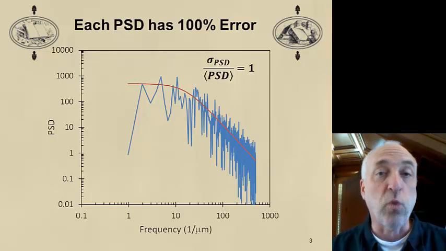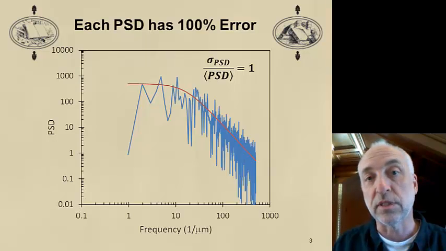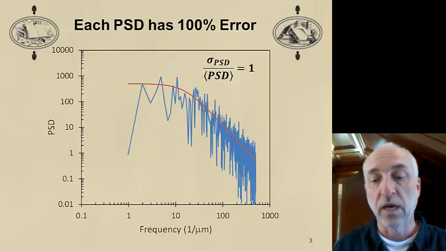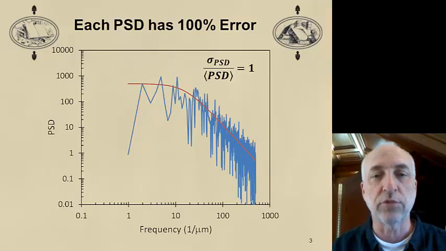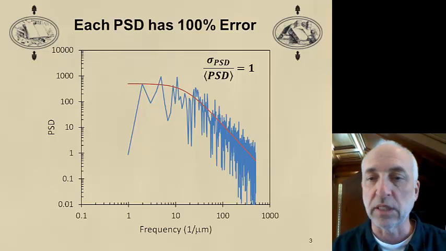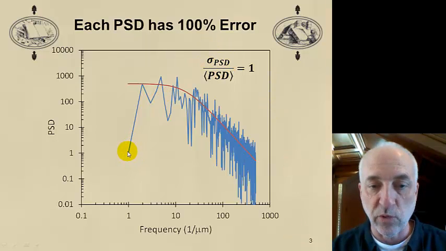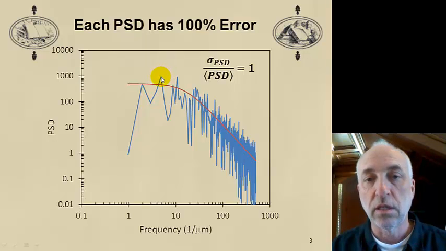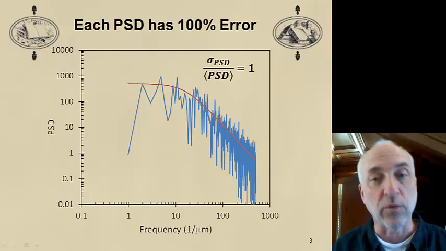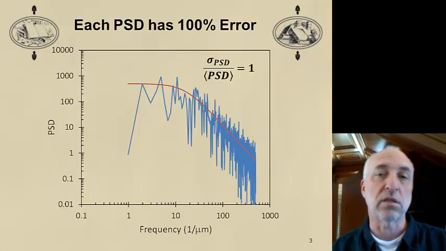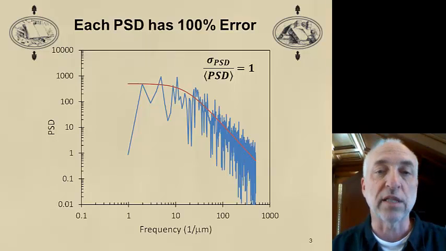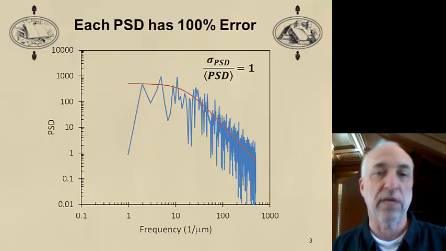We can in fact quantify the uncertainty in a PSD measurement mathematically with some assumptions about the underlying probabilities, but we find that the uncertainty, the standard deviation of any given data point, say this data point here or this PSD value at this frequency here, the standard deviation of that equals the mean value of that PSD. In other words, the relative uncertainty is 1 or 100%.